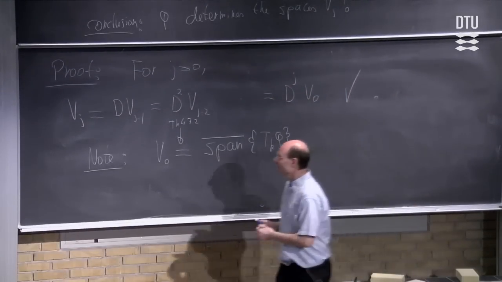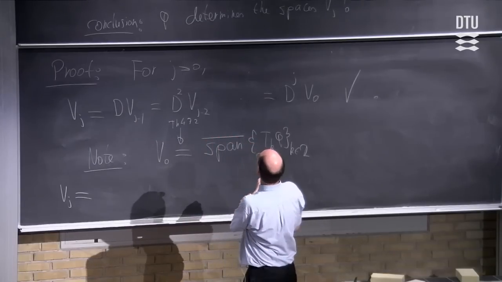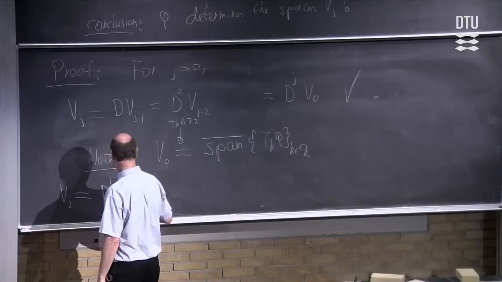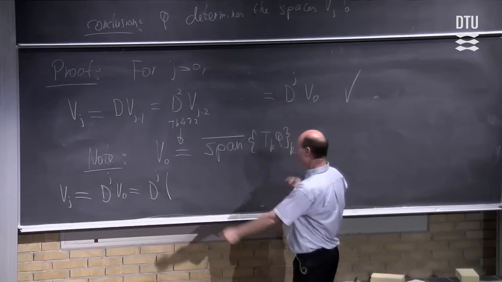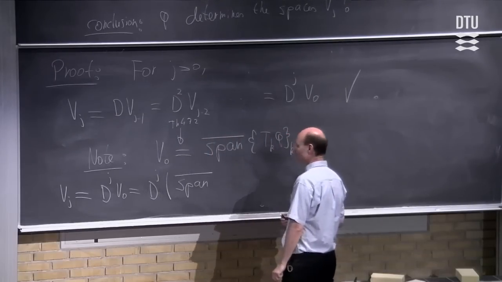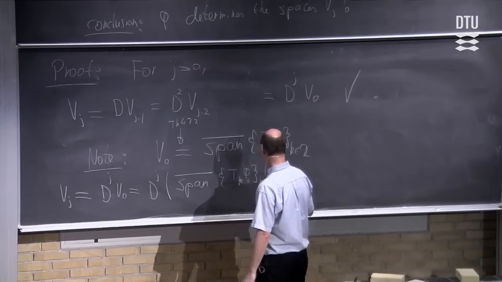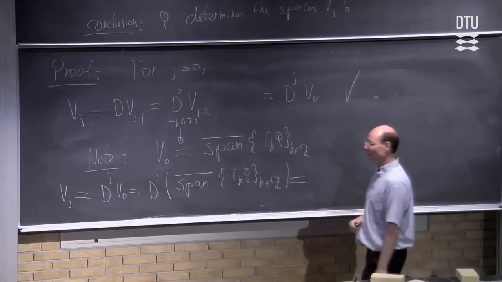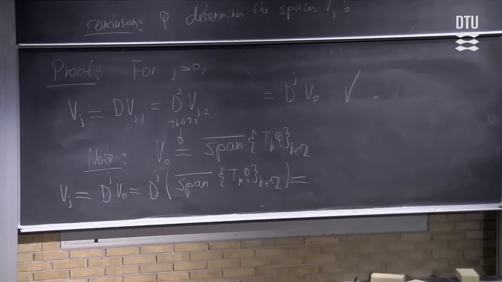So what about the second part? We want to look at Vj. According to what we just proved, we have already proved the first part. So we know that Vj is the same as D to the power j applied to V0. And then we put in what we know about V0. V0 is equal to this space. So this is D^j applied to the closed linear span of T_k phi. So now the question is, how can we move on from here? And is it clear that we are allowed to move on, or what do you suggest?